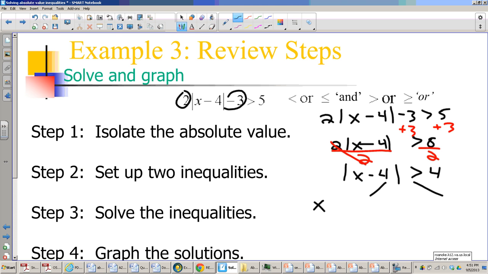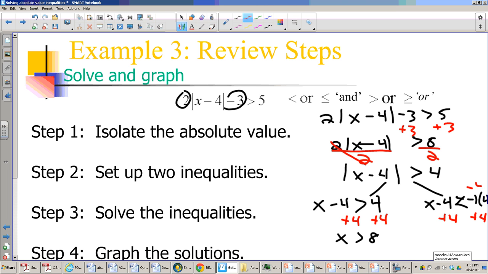First one's easy. All we do is drop the bars and rewrite the inequality. The second one, we drop the bars, multiply the right-hand side by -1, which means we have to flip the sign. Now we're going to solve. x greater than 8. We have x less than 0. And since this was greater, I should have written the word "or" there.